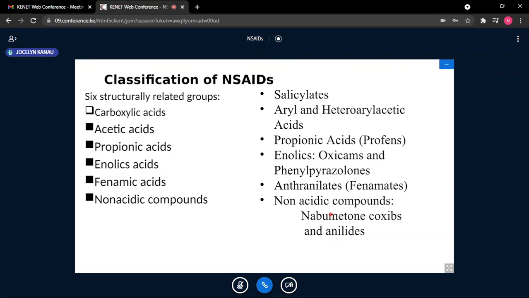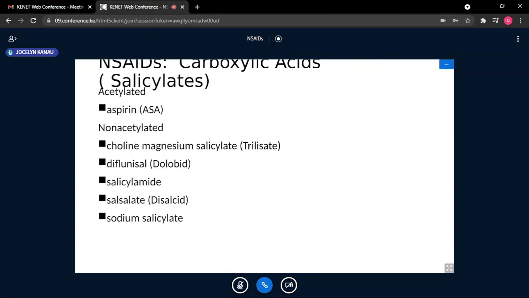I've said nabumetone is a prodrug. We're going to look at it, and then we have the coxibs. Coxibs are actually some of the most recent. These are the selective non-steroidal anti-inflammatories, where we have rofecoxib, celecoxib, and so on. We're going to look at all of them in detail. So by the time we are done, we will know all these drugs.